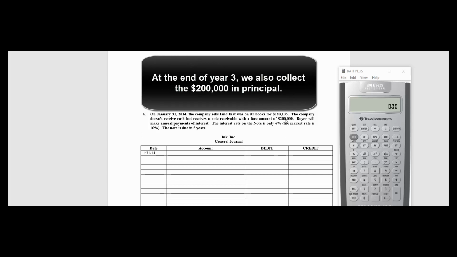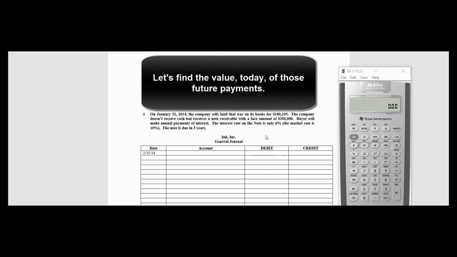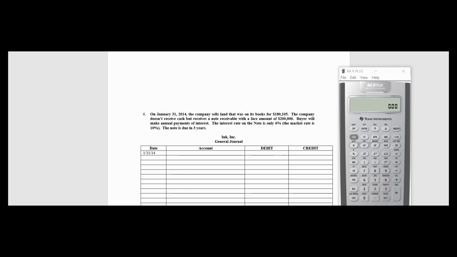It's not worth $200,000. The right rate is 10%. The higher the discount rate, the lower the present value. So we're going to get a present value less than $200,000.